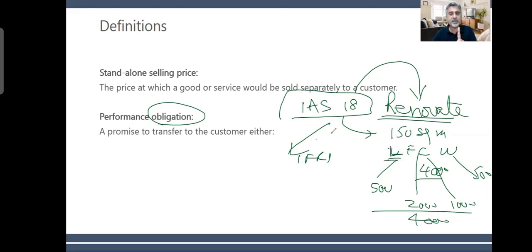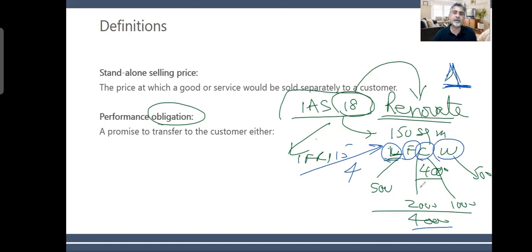Under IS 11, under IS 18, there was one performance obligation. There was one performance obligation to renovate the flat for $4,000. But now under IFRS 15, we have 4 performance obligations: lighting, flooring, ceiling, wallpaper, and we show them separately. So before it was one obligation for 4,000. Now there are 4 obligations, and each obligation is shown separately on the contract.